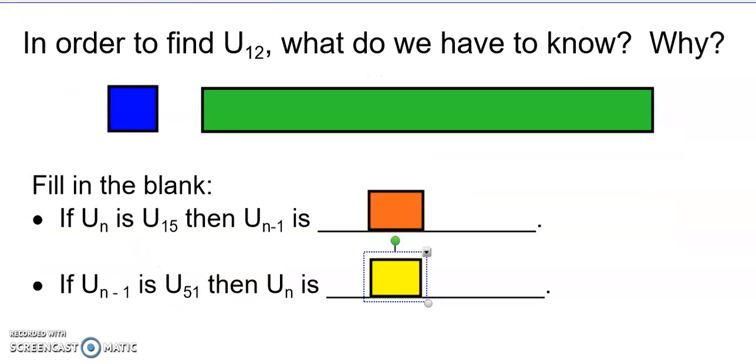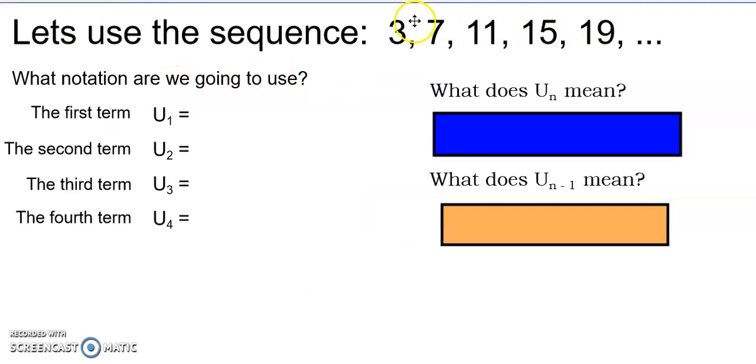So let's look at how that works. If I'm going to talk about this sequence, the first number is 3. So u sub 1 is 3. The second number is 7. So u sub 2 is 7. The third number is 11. So u sub 3 is 11. The fourth number is 15. So u sub 4 is 15.